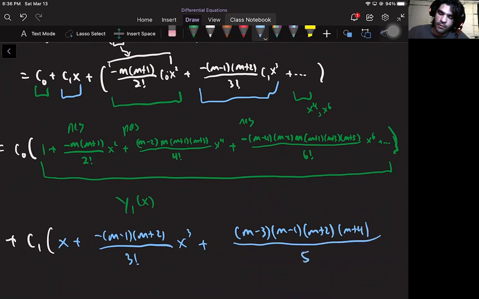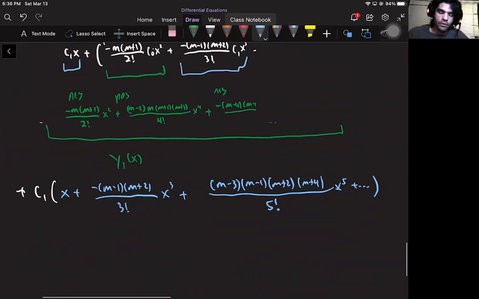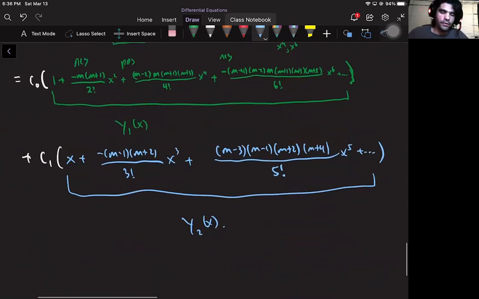Then it'll be that power factorial, so x to the 5th plus so on forever. So that thing I will call y2 of x. So we're basically done, sort of.